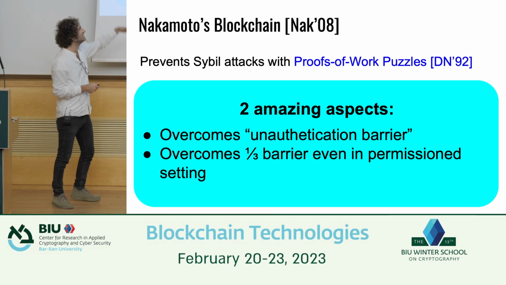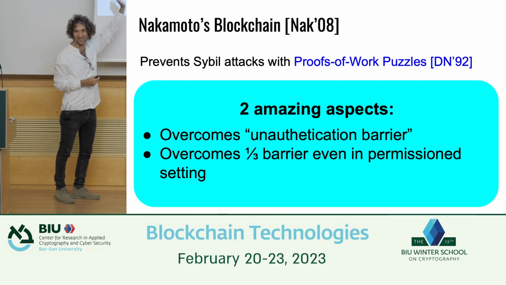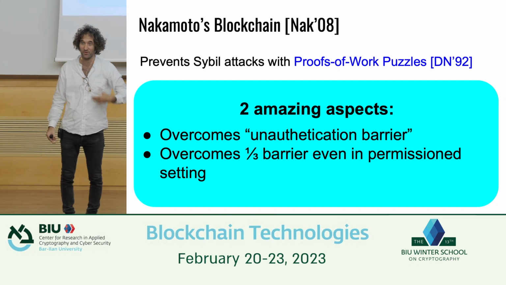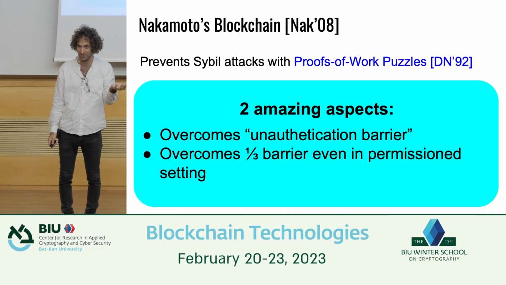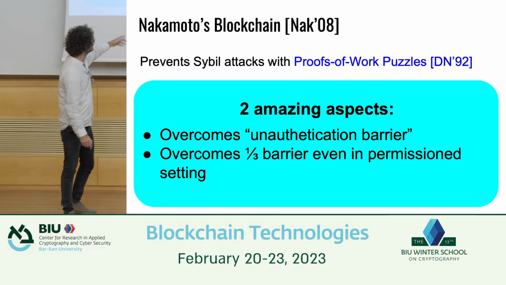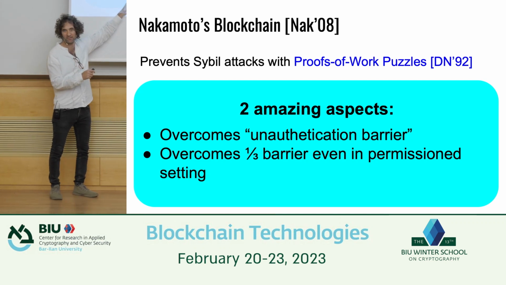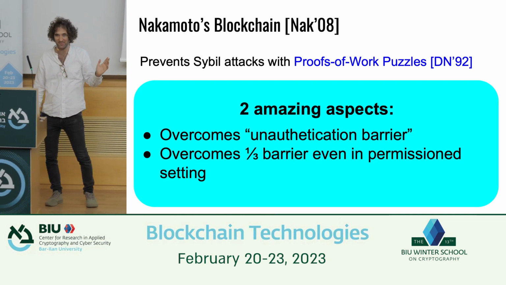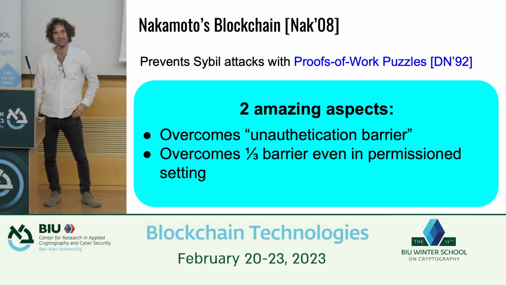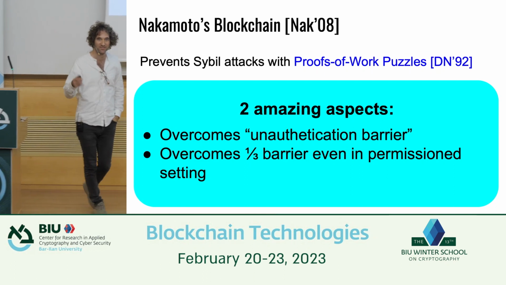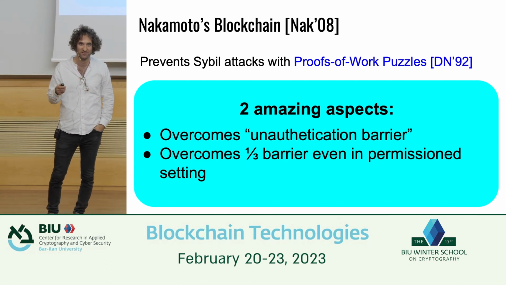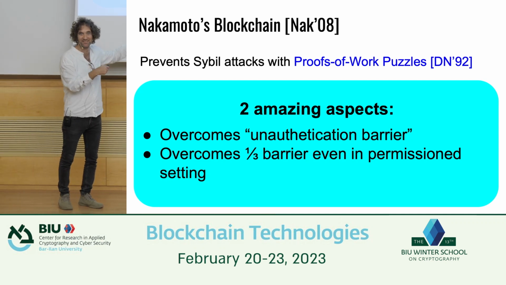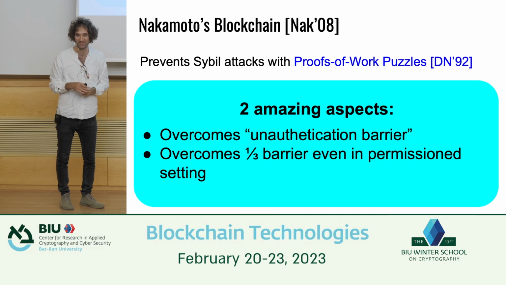Thanks for the question. There are two amazing things here. This protocol breaks 2 barriers. The first is the authentication barrier: it was believed impossible to get anything without authentication. And the second breaks the 1/3 barrier. Because we said that without a public key infrastructure, we need 1/3 honesty. So this is now a good time to see this impossibility result and why Nakamoto breaks it.